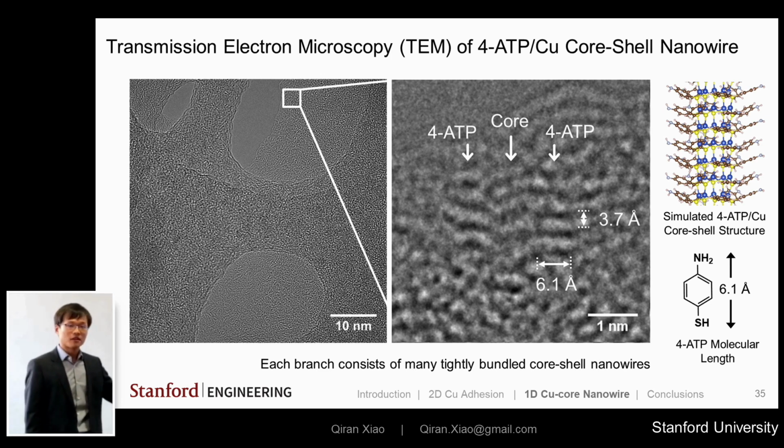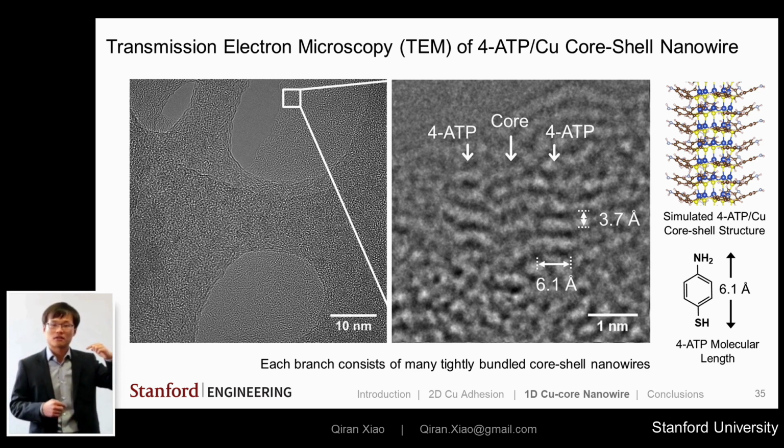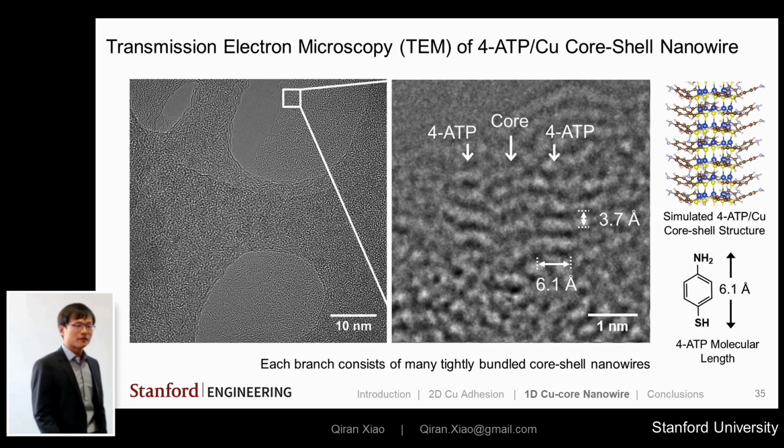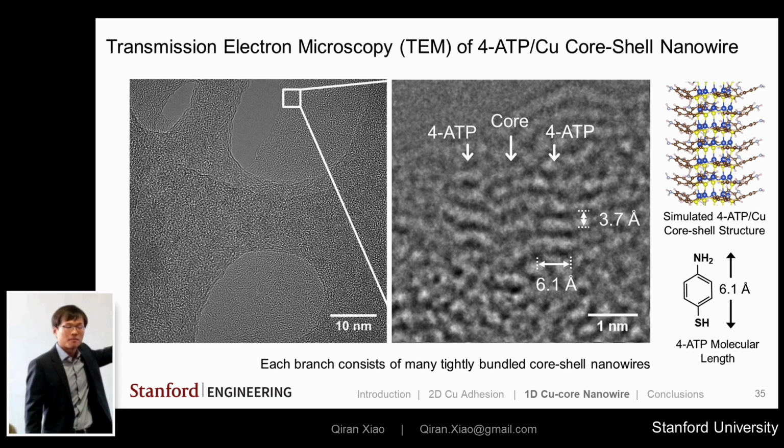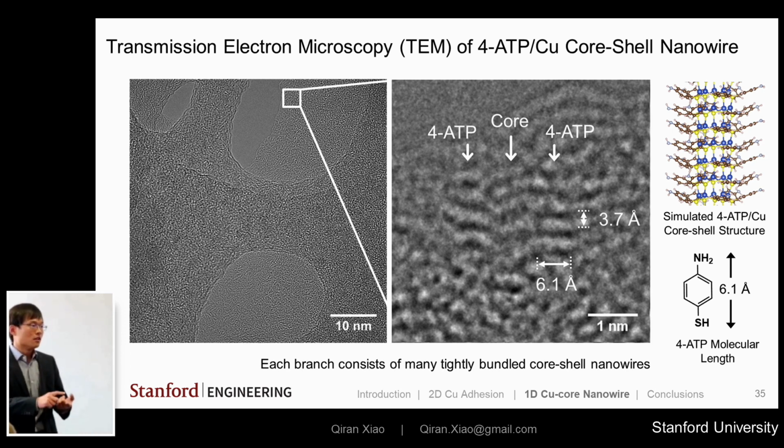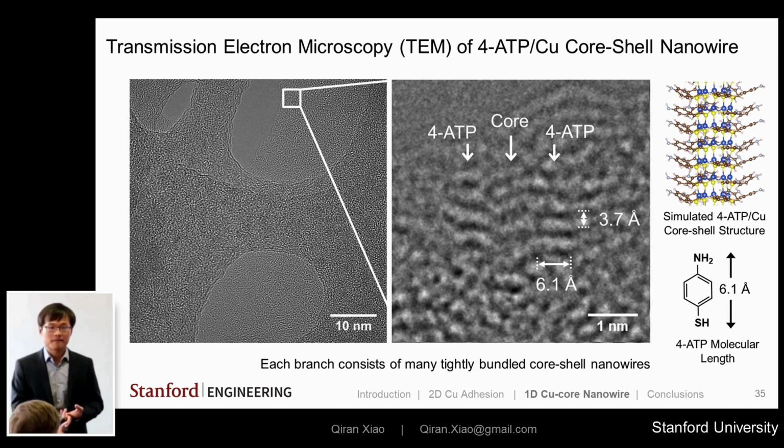And if we measure the length of those cylindrical shapes, which are presumably our 4-ATP molecules, the length again matched very nicely with the length of an individual 4-ATP molecule. So there are two things that this set of TEM images tells us. First is that we indeed get core-shell nanowires. And second, many of these nanowires are indeed tightly bundled together to form the macroscopic shapes that we are seeing in either low magnification TEM or from SEM.